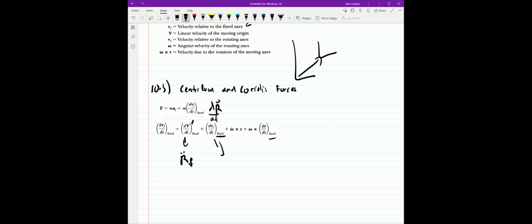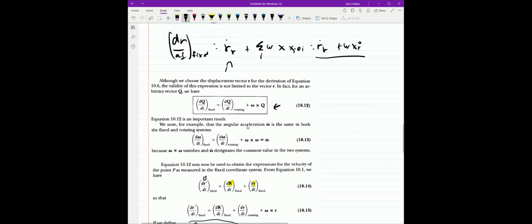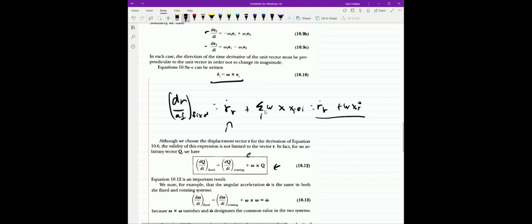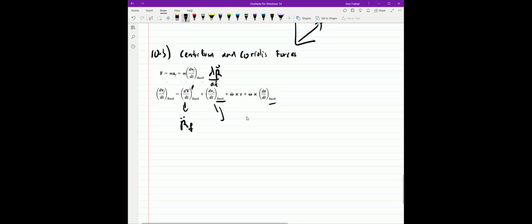right here, we can evaluate if we substitute in VR for Q in equation 10.12. So 10.12, remember, was just basically the equation we got before, all the way up here, just with an arbitrary vector Q. And if we were to plug that in, we get the fixed version is just the rotating plus omega cross VR, which is just equal to our acceleration rotating plus omega cross VR.